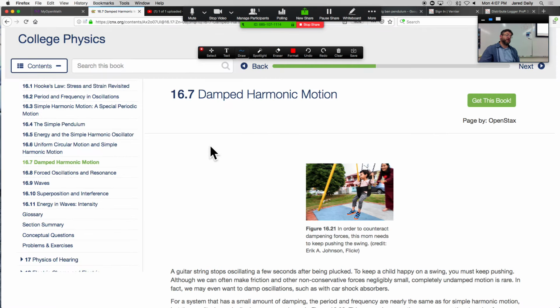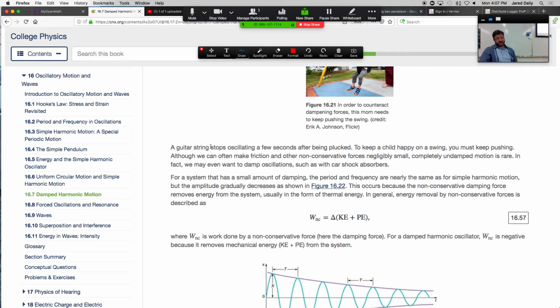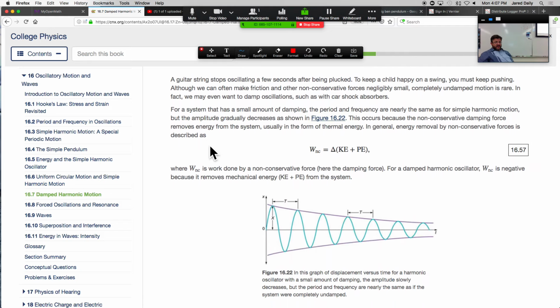So what is damped harmonic motion? Well, damped harmonic motion is just what it sounds like. It gets dampened by something. And usually, what we're talking about is something that applies a force and removes energy from the system.